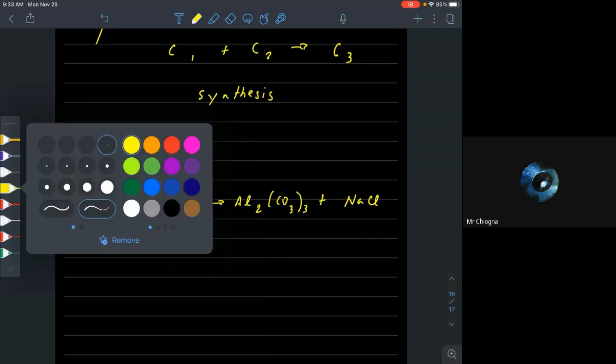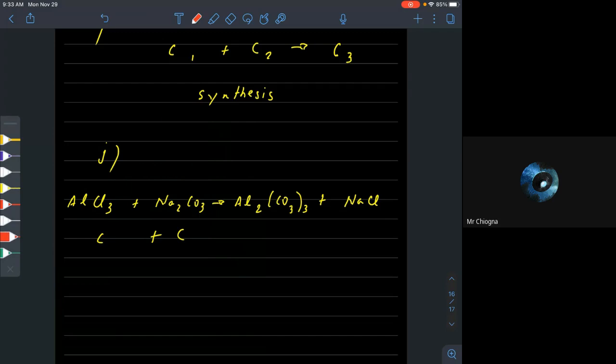Let's check it. What's happening? The aluminum is replacing the sodium. They're replacing each other. The aluminum is now next, instead of next to the chlorine, is now next to the carbonate. Next to the carbonate instead of the chloride. Okay, so yes, two things are being replaced, so it's double replacement.